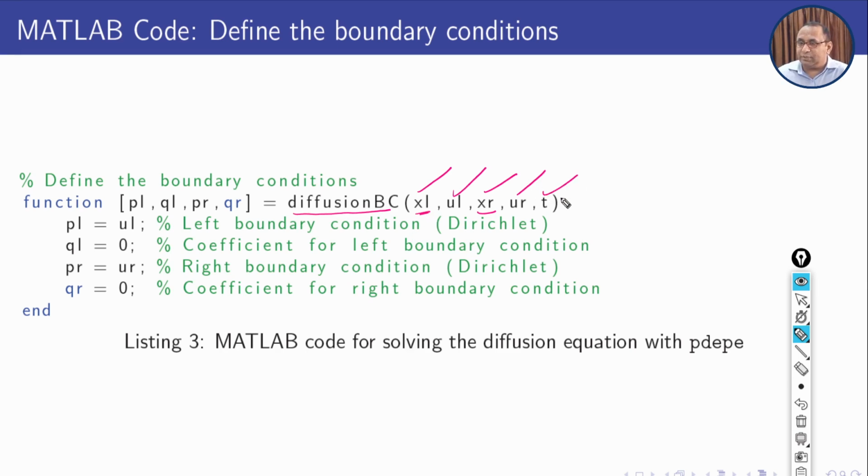t is the input time. These are the input arguments, and pl, ql, pr, qr are the output arguments corresponding to these inputs. So pl will be equal to ul, the left boundary condition, and ql will be equal to 0. Initially we are supposing the coefficient of the left boundary condition is 0, and pr is equal to ur, the right boundary condition, and qr is equal to 0, the coefficient of the right boundary condition. Initially we are supposing 0. After writing this code, we will save the file in MATLAB with the name diffusion BC.